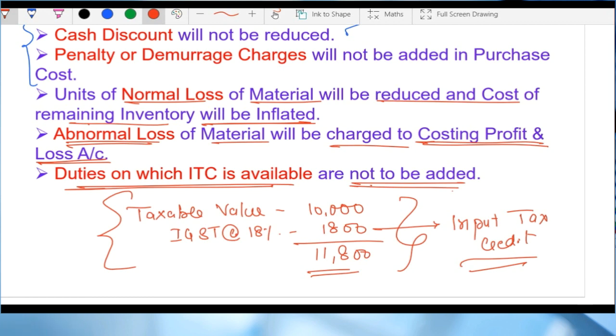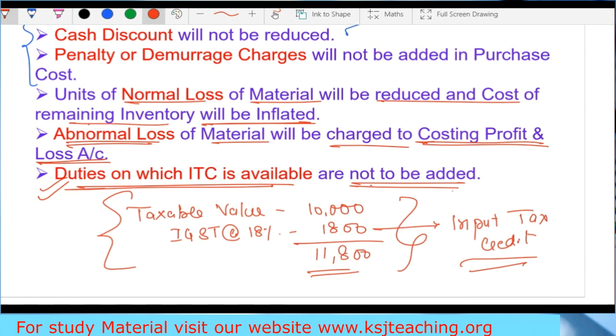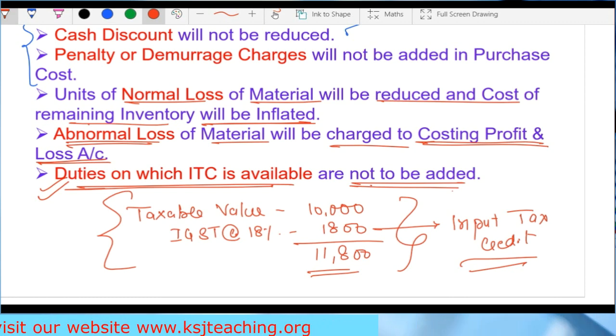So this is input tax credit, and in such cases this is not my cost, it is any duty on which ITC is available. See, one thing you have to remember, on every duty the ITC is not available, right? On custom duty, not available. On octroi, not available, right?